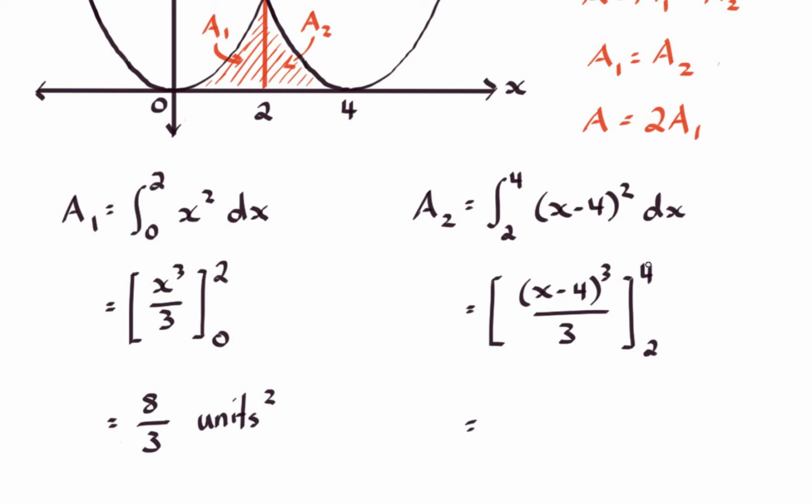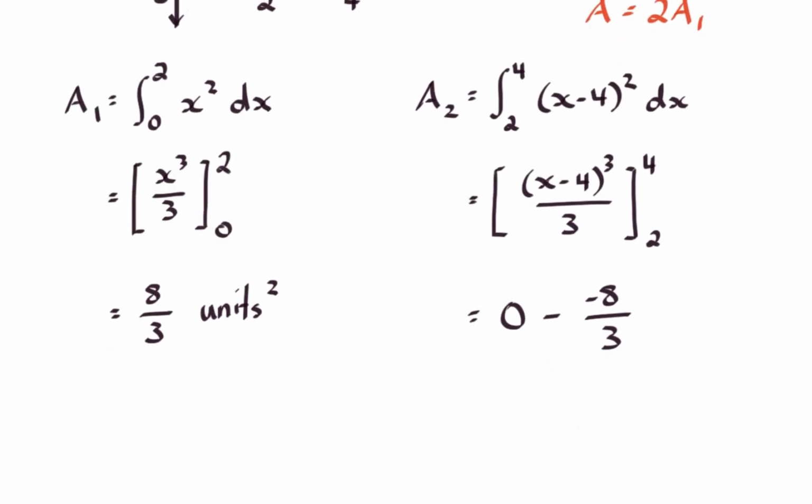Okay, once again evaluating. Well, when we sub in x equals 4, we're just going to get 0, aren't we? Because 4 minus 4 is 0. Take away, what do we get when we sub in x equals 2? Well, we are going to get 2 minus 4, which is negative 2, cubed, which is negative 8. And so when we look at 0 take away negative 8/3, the two negatives make a positive, and we just get 8/3. So just confirming then that the second area is exactly the same as the first area.